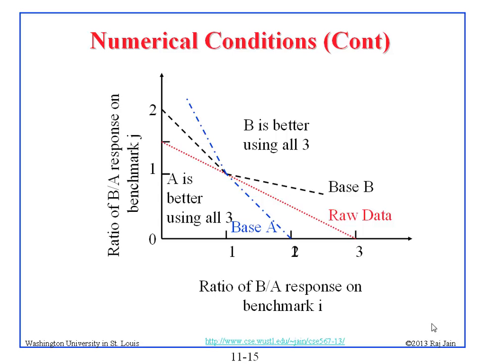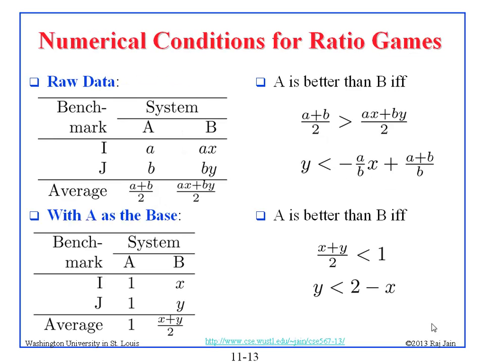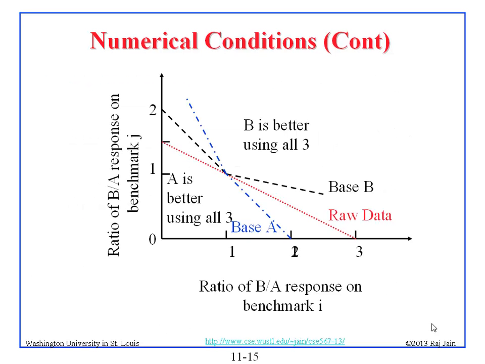You draw all those three conditions that we have drawn here. AX plus B greater than this one gives you one line, and then that line becomes y less than this. A is better, and that becomes this line. Y is less than 2 minus x. So y is less than 2 minus x is this line. And so you draw these three lines, and then you can see that there are some zones where there is a contradiction, and there is no contradiction here.